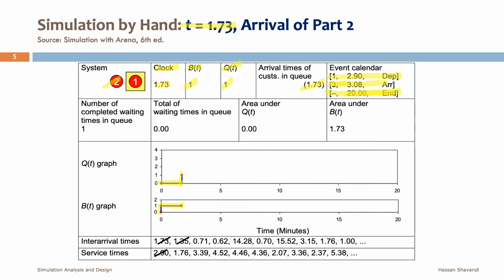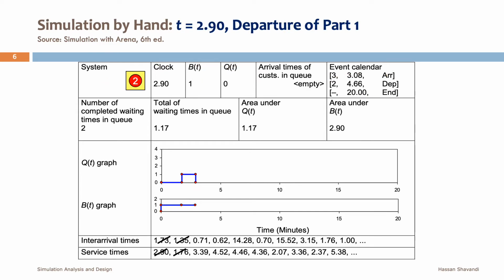Okay, at 2.9 we have the departure of part number 1. So part number 1 departs the system, and part number 2 goes to the machine. So as you see here, the machine is processing part number 2. Time is 2.9. Bt still is 1, but Qt becomes 0 because there is no part in the line. And again, this is our new FEL.